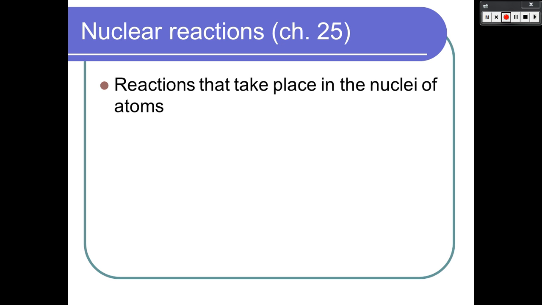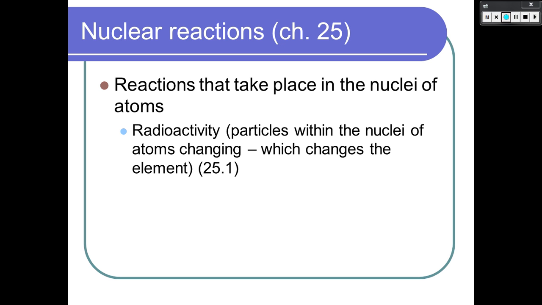Nuclear reactions are reactions that take place in the nuclei of atoms. So, unlike chemical reactions or physical changes where the atoms themselves stay the same, nuclear reactions, the word nuclear comes from the nucleus, take place inside the nucleus of an atom, meaning that the atom itself changes, the element changes, because remember, elements are based on the number of protons, which are part of the nucleus. So if you're changing the nucleus around, you're most likely changing the actual atom.